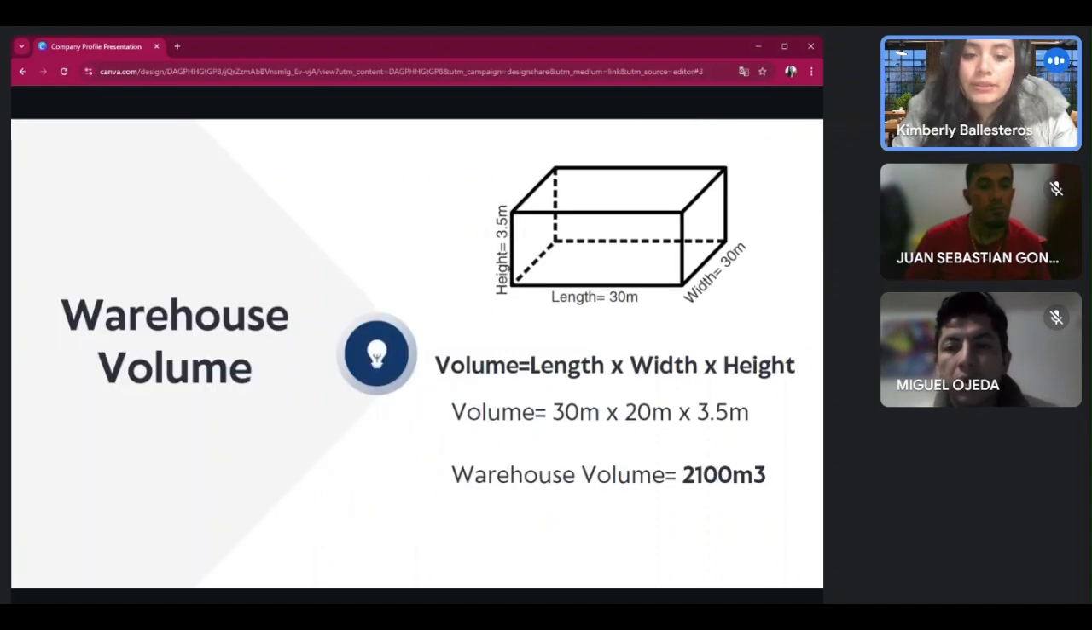To define the flow rate, we must first find the warehouse volume with the following equation. Volume is equal to length times width times height. We replace data. Volume is 30 meters times 20 meters times 3.5 meters. So the warehouse volume is 2,100 cubic meters.